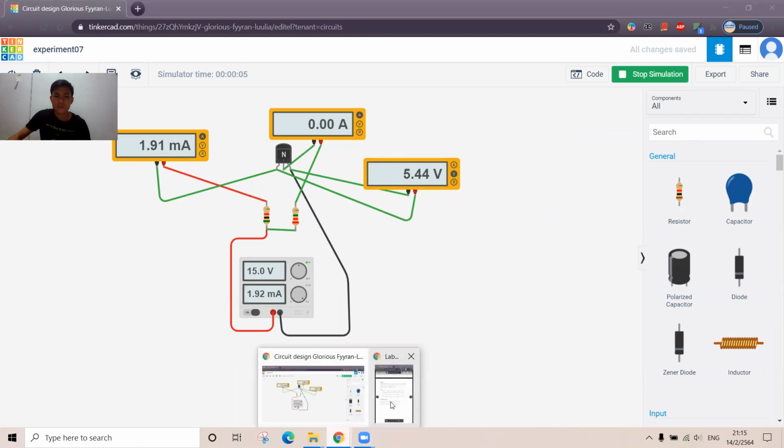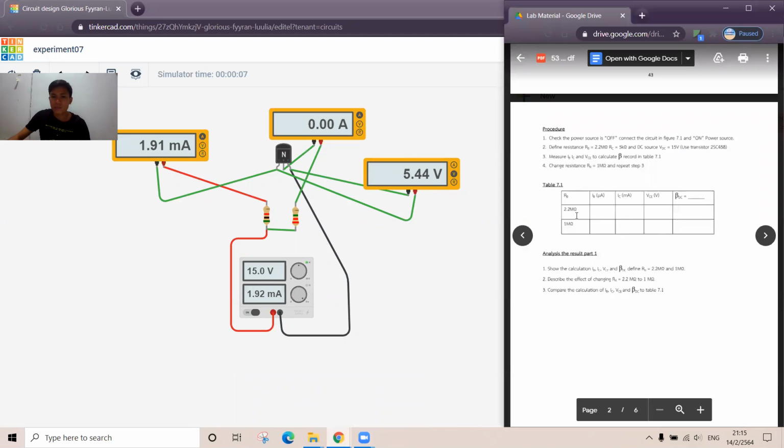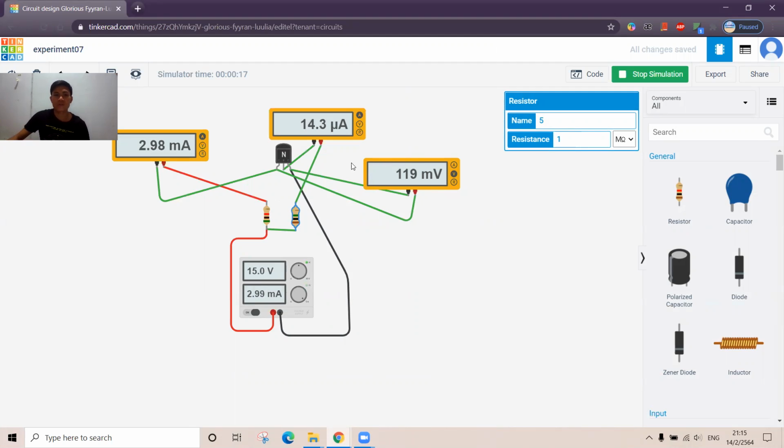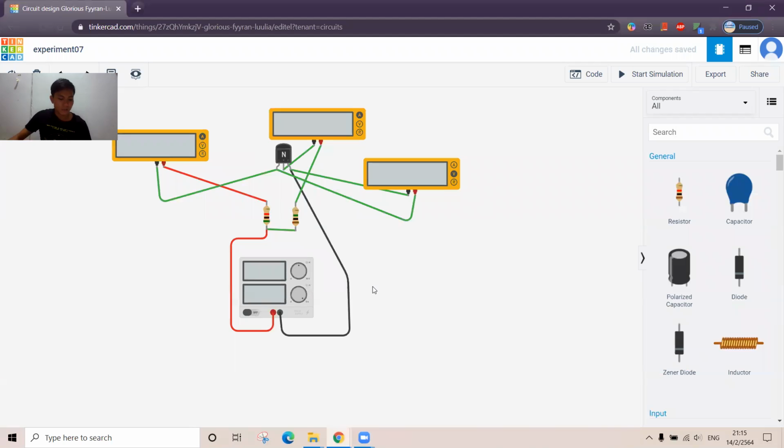So we also need to change the value of RB to be 1 megaohm, which is RB in the middle here, the middle leg. So it will be 1 megaohm. And this is also the result of the experiment. So now let's go to part 2.